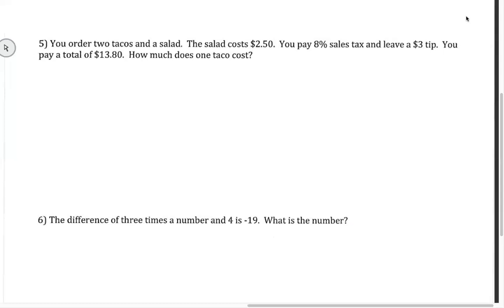Now Mr. Harmon, way more into the math and whatnot. So you have tip and you have tax and all this crazy stuff. So here we go. You order 2 tacos and a salad. The salad costs $2.50, and you pay 8% sales tax. Now, sales tax is kind of like tip. It's on top of it. When you buy clothes, you don't pay sales tax. Buy a TV, it's not necessary. You don't need a TV to live. You need clothes to live.